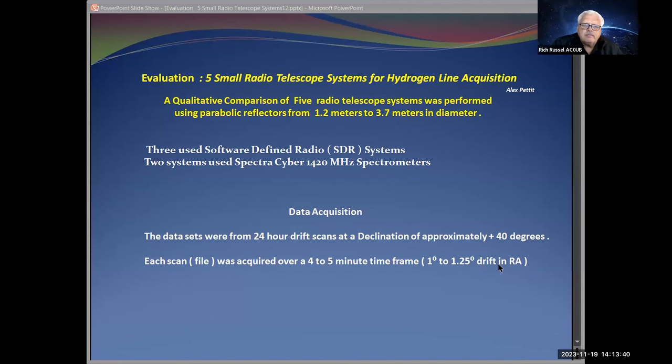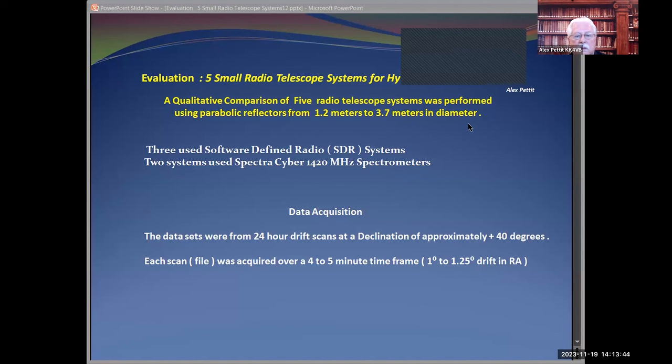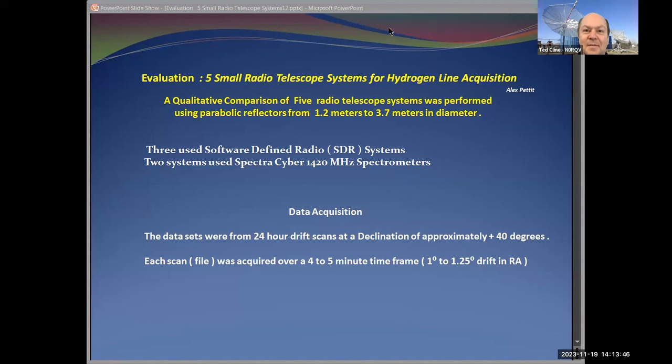John, Alex, what do you got up to? Courtesy of Wolfgang, I have another telescope to add to the data set. Let's see. We alive? I see you. That's good. All right.